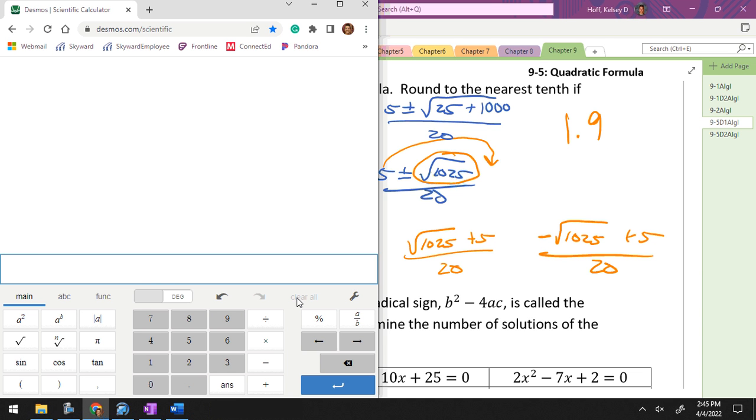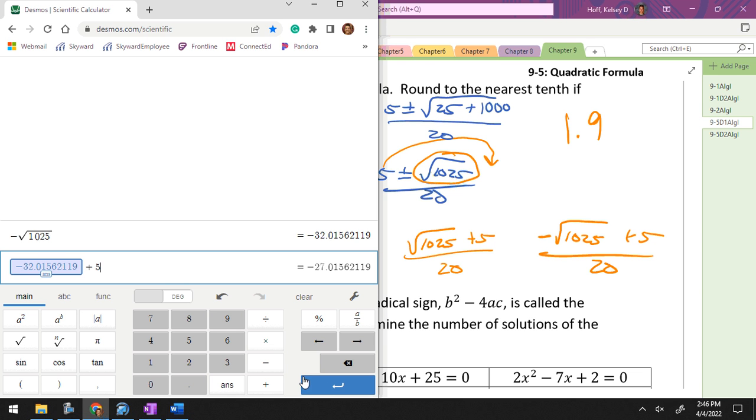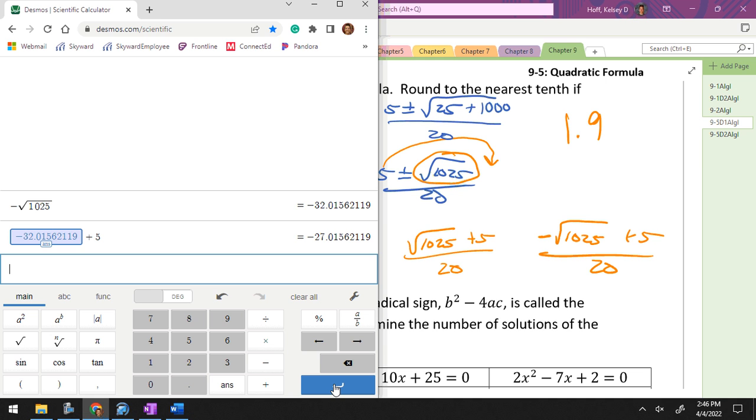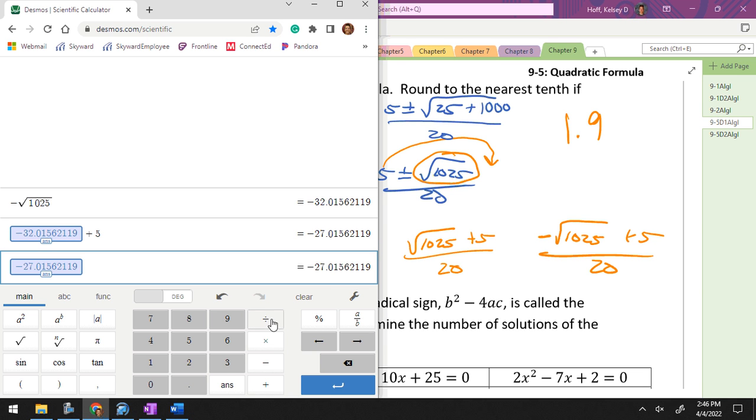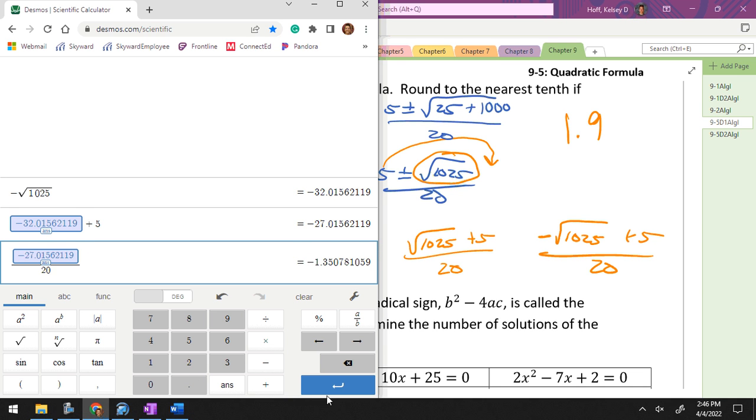Now the next one, I need that square root of 1,025 to be negative. So I'm going to type a negative on the outside, square root 1025, and hit enter. It's a negative, yes? Now what do I need to do with it? Answer, add 5, enter. Answer divided by 20, enter.